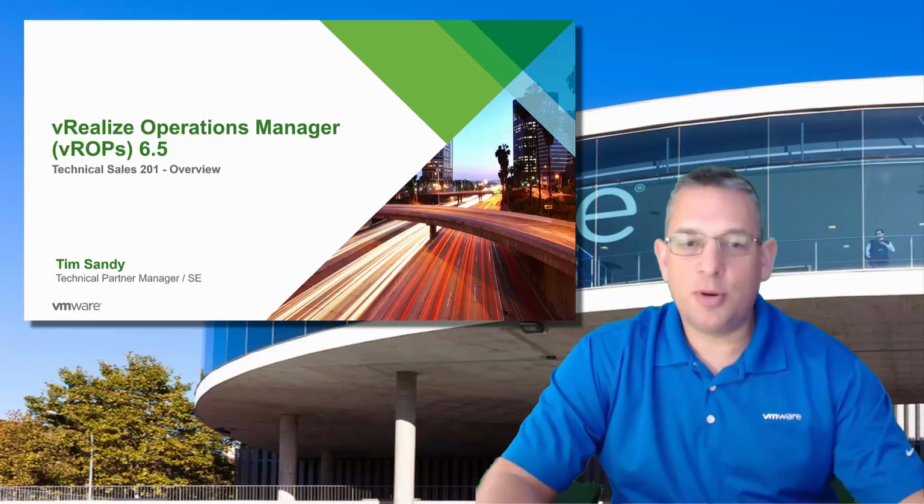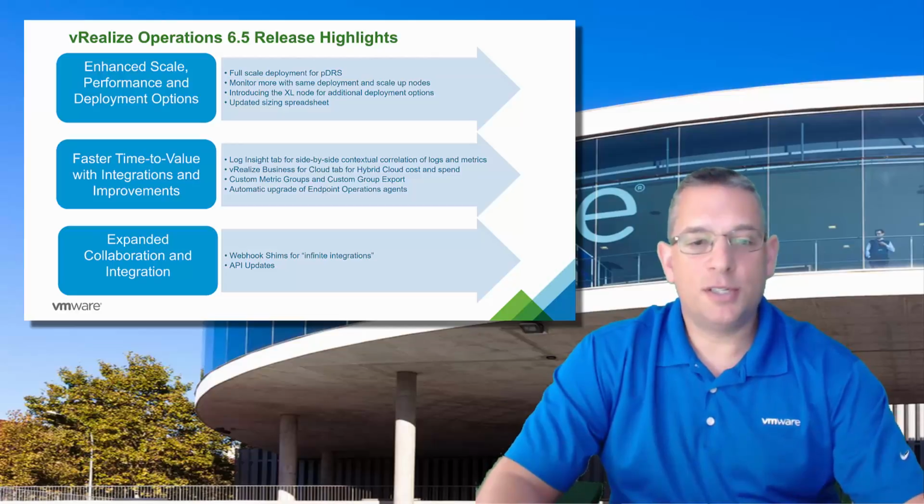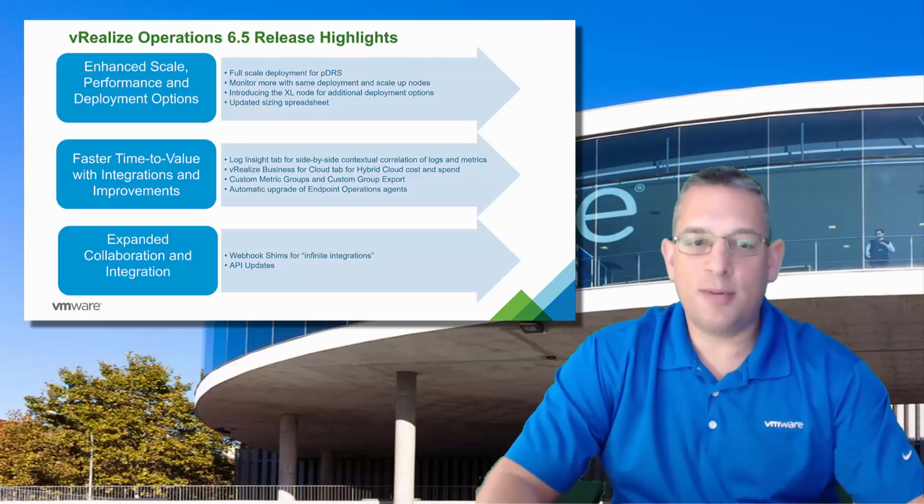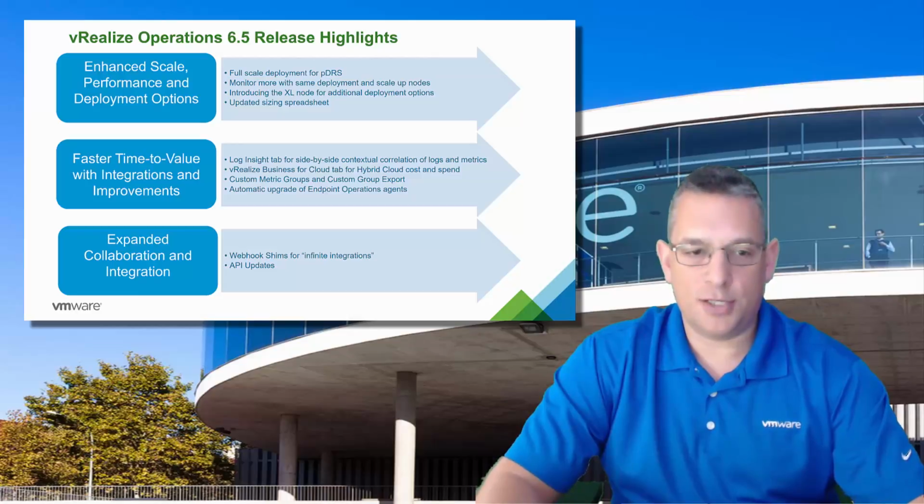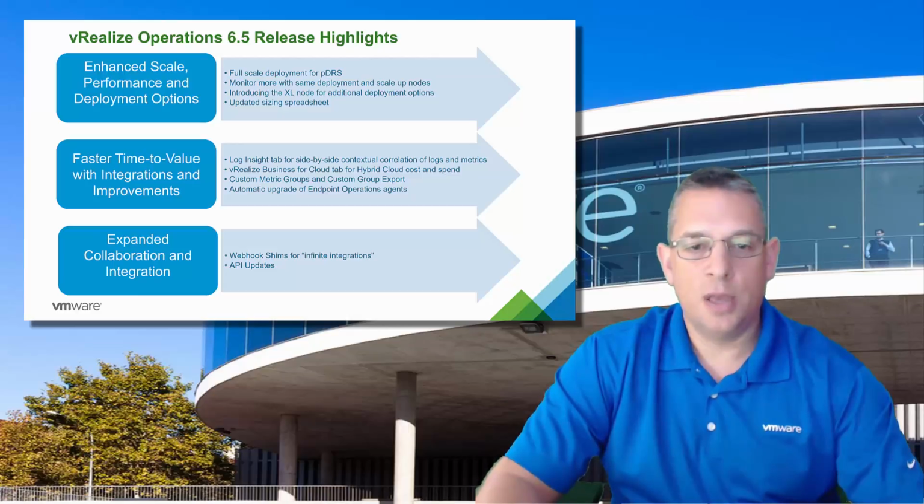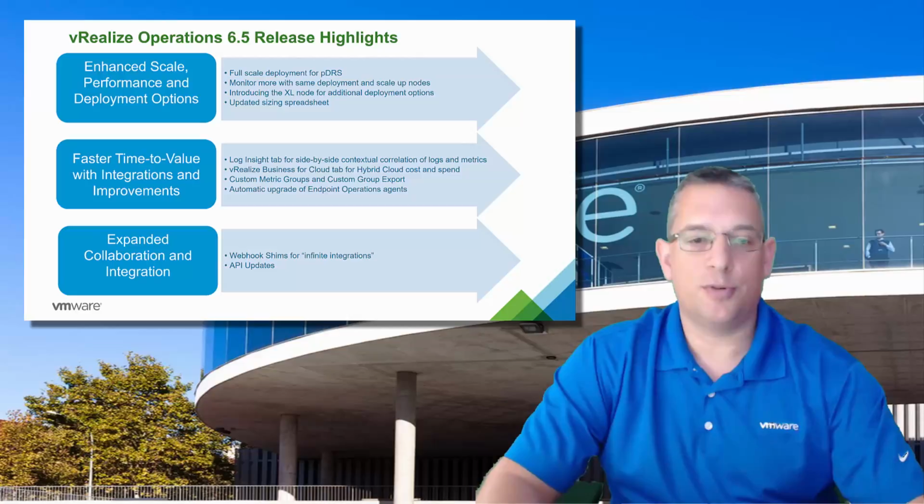In today's session, I'm going to provide you a Technical Sales 201 overview of the newly updated vRealize Operations Manager version 6.5. In the new vRealize Operations Manager 6.5, we can sum up the improvements into three main categories. The first is enhanced scale, performance, and deployment options. The second is faster time to value with integrations and improvements. And the third is expanding collaboration and integration. I'll get into more detail on these as we go on in some of our subsequent slides. But I just wanted to give an overview as to the three main categories of where we've made those improvements.